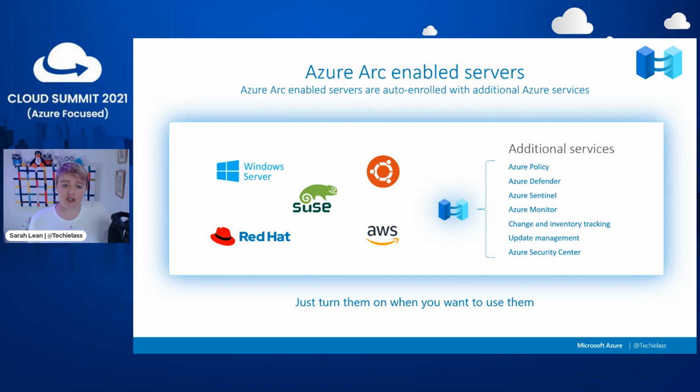Also things like change tracking and inventory tracking as well, that can help them with their management of what's happening, maybe track licenses across their servers. Update management is a great tool for patching your servers, and we'll see more about that later on in the presentation. But you can turn on these additional services that are living within Azure and utilize them on your on-prem servers. And you don't have to use them all at once.